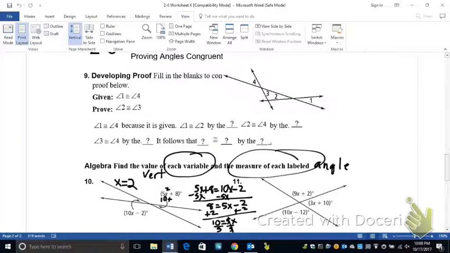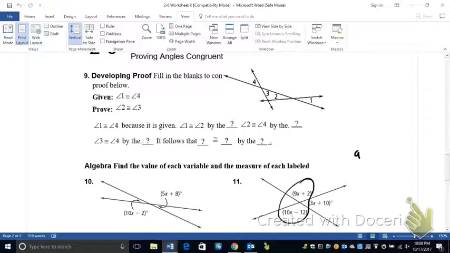So we're going to plug 2 in there. 5 times 2 is 10. 10 plus 8 is 18. I like to check my work, so I'm going to plug the 2 in down there. 10 times 2 is 20. 20 minus 2 is also 18. They check out. It makes sense. They have congruent vertical angles, so time to move on to number 11.